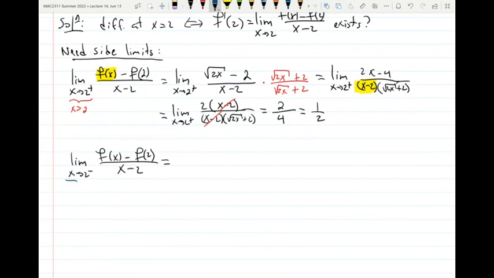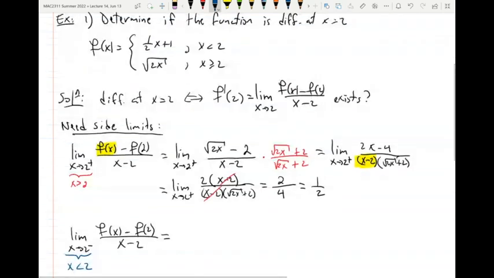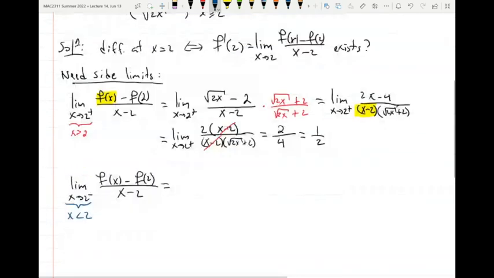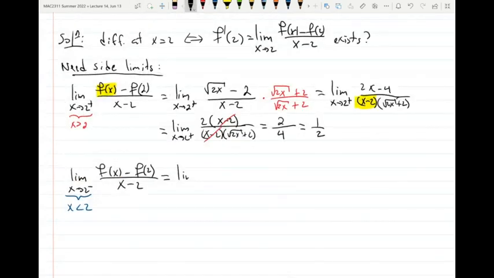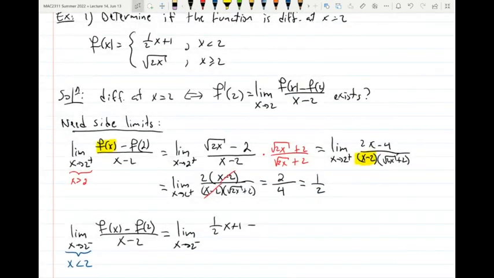All right, so now let's do the same thing, but on the left side. So what do we know about x here? x is less than 2. So what formula should we use? First. So 1/2 x plus 1. Limit as x approaches 2 from the left of 1/2 x plus 1 minus, what's f of 2? 2. Good. Question. If this would have been a 5, what's f of 2?